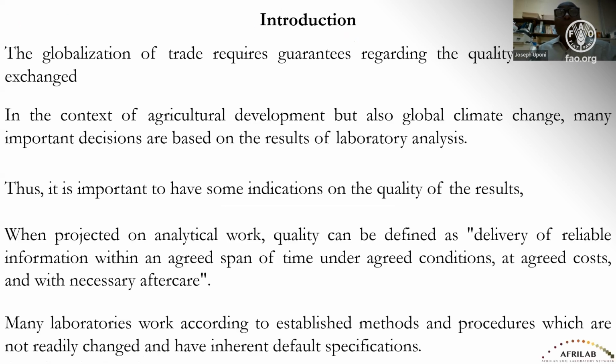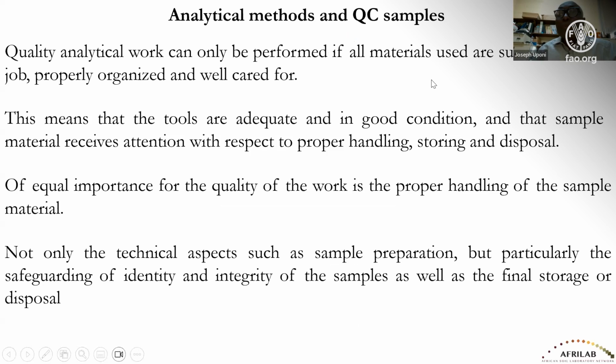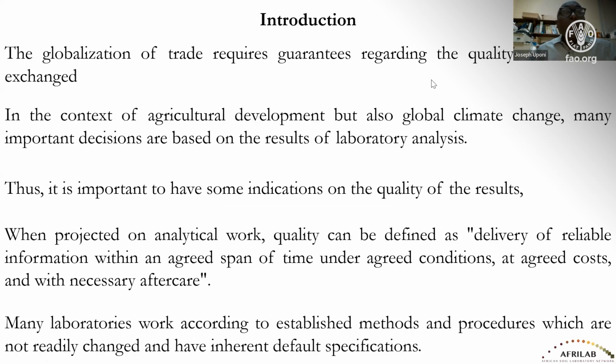Well, we know that the world is a small place now, and there's a globalization of trade that requires that we guarantee the quality of data that we exchange. Now, in the context of agricultural development and climate change, it's very important that decisions are based on results that come from laboratory analysis. It's amazing because we know that the world is getting digital and everybody wants to be able to quantify whatever is being done in tangible terms. And that's why results from the lab have become very, very critical.